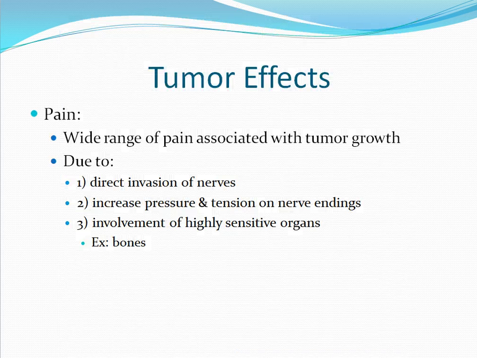Another effect of tumors is pain. There is a wide range of pain associated with tumors. It could be constant pain versus intermittent pain, mild pain to severe pain. Pain is associated with tumor growth. Main reason is due to direct invasion of the tumor into or onto the nerves. Also, increased pressure and tension that are placed on the nerve endings as the tumor grows. And lastly, pain is due to the involvement of highly sensitive organs such as the bone.